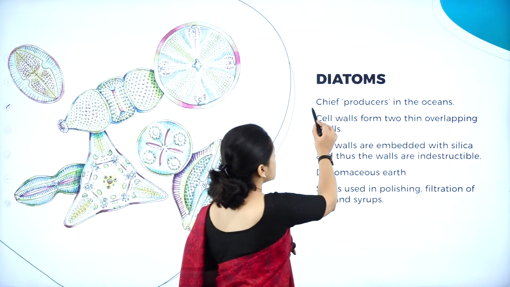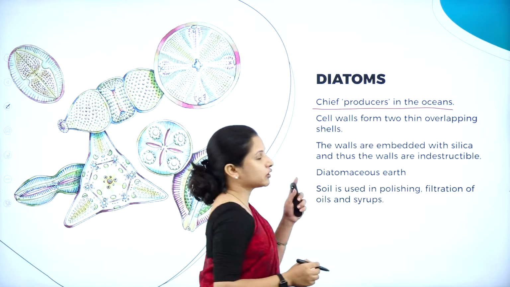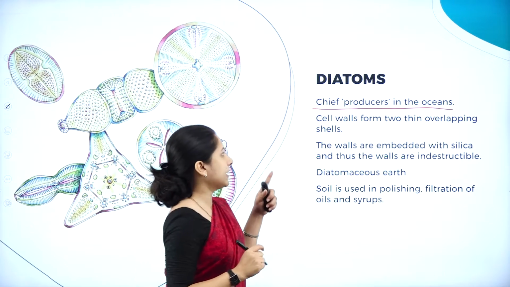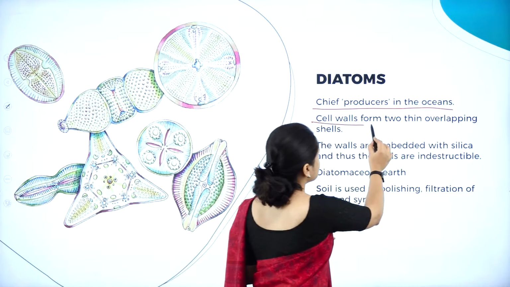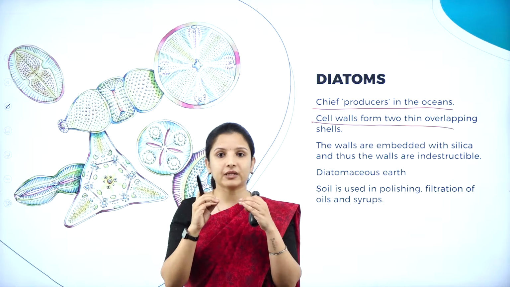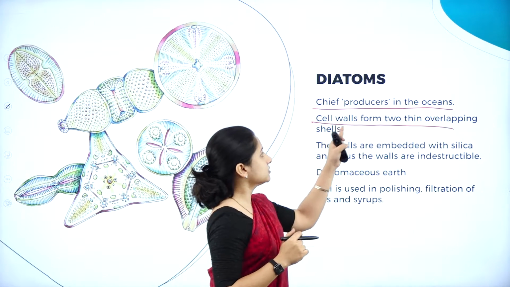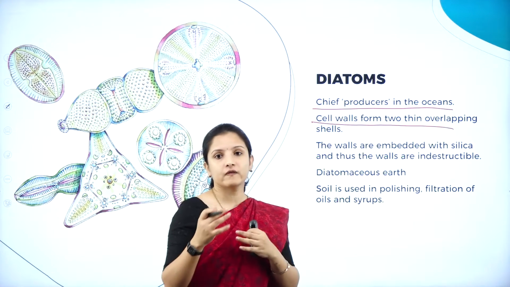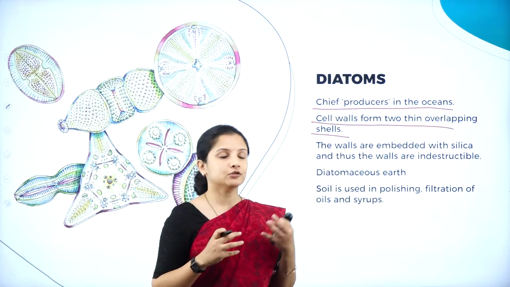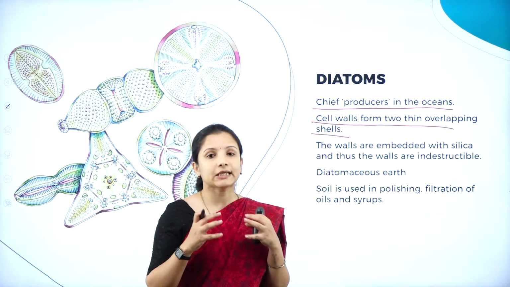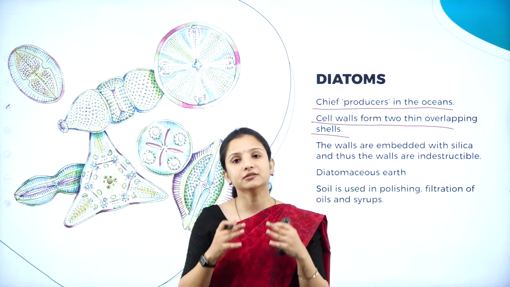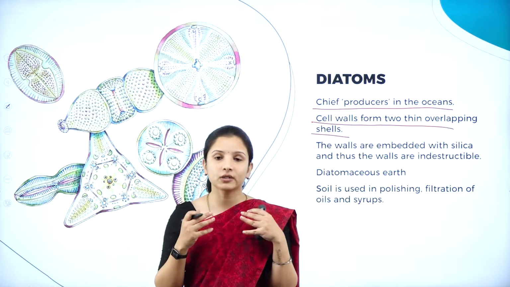So diatoms are the chief producers in the oceans because most of the organisms present in the ocean feed on diatoms. They have a very thin cell wall, and these cell walls open to make a flap-like structure. The cell walls form two thin overlapping shells. Also the walls are embedded with silica. This silica is indestructible. That is why diatoms can live on this earth for millions of years. There is no death for the diatom.